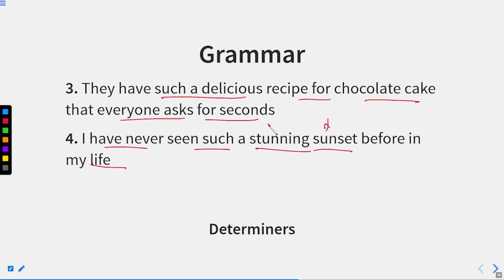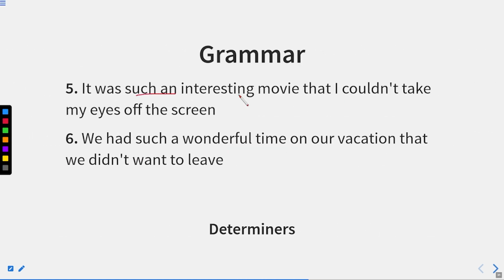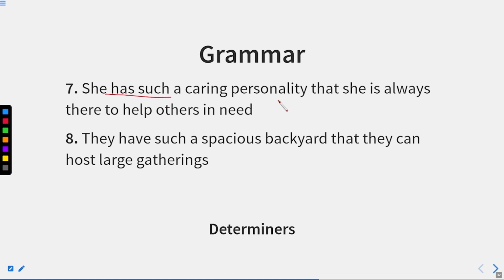So sunset is the noun, stunning is the adjective, and the word such comes before the indefinite article. It was such an interesting movie that I couldn't take my eyes off the screen. We had such a wonderful time on our vacation that we didn't want to leave. So these were some examples. She has such a caring personality that she's always there to help others in need. They have such a spacious backyard that they can host large gatherings.